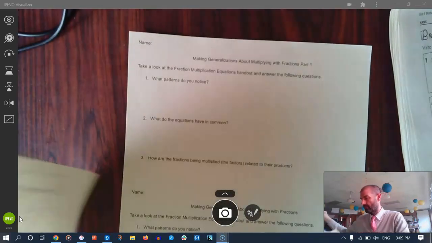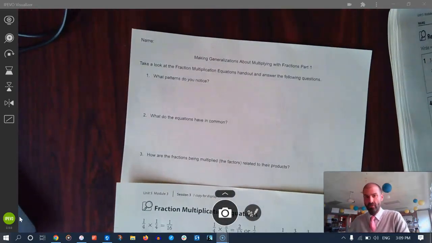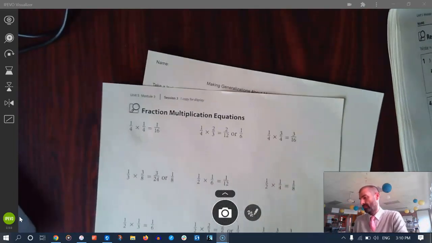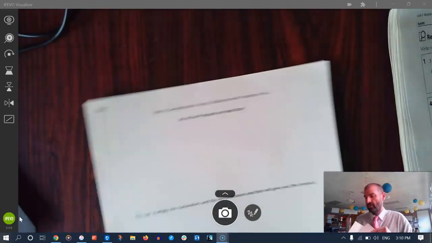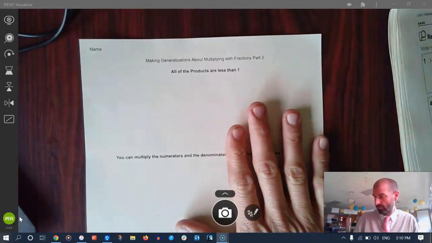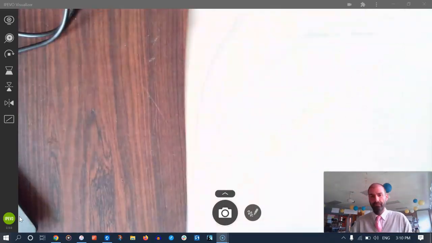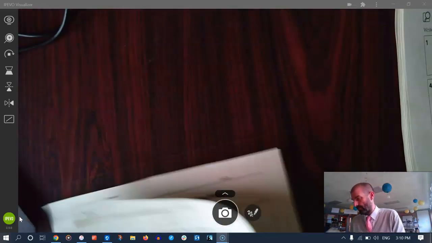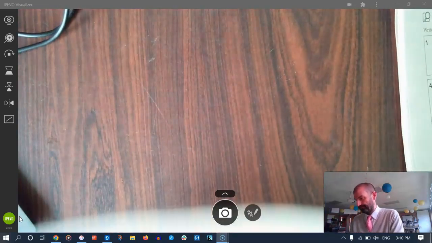Oops, not that one. You should have the making generalizations about multiplying with fractions part 1. You should have the making generalizations about multiplying with fractions part 2. And you should have the reasoning about multiplying with fractions. So 4 different pieces of paper for you to look at.